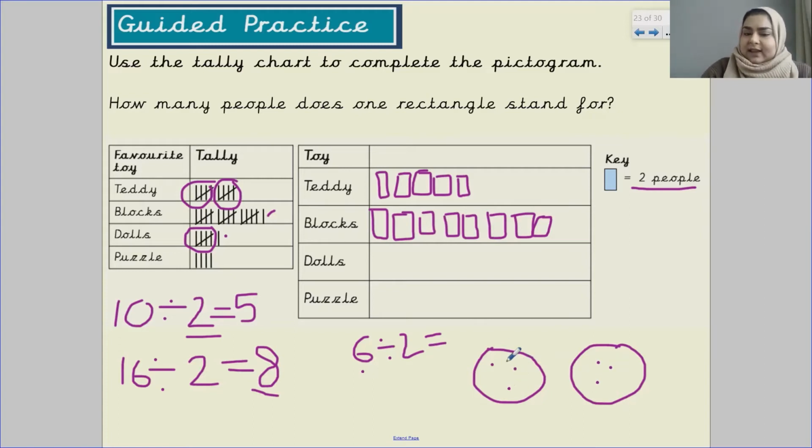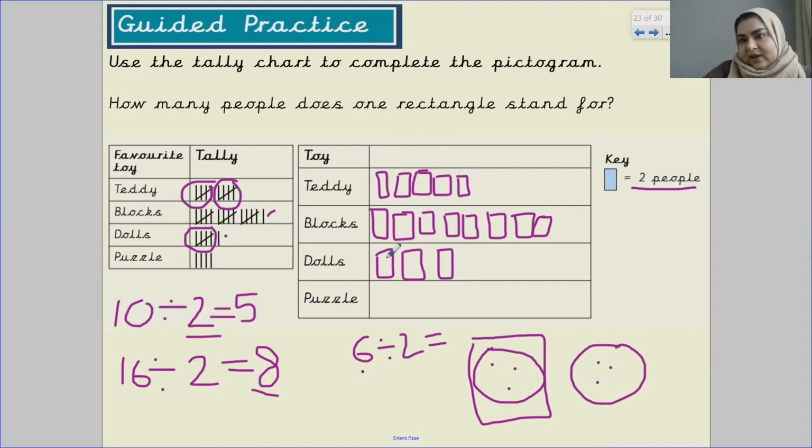So how many rectangles do I need? Fantastic, 3. So I only look at 1 group. Okay, so I need 3. 1, 2, 3. And the reason I know that's correct is because I'm going to count the rectangles in 2s and see what number I get. So 2, 4, 6. And that is correct because 6 people like the dolls. Yeah. Now let's do the last one.